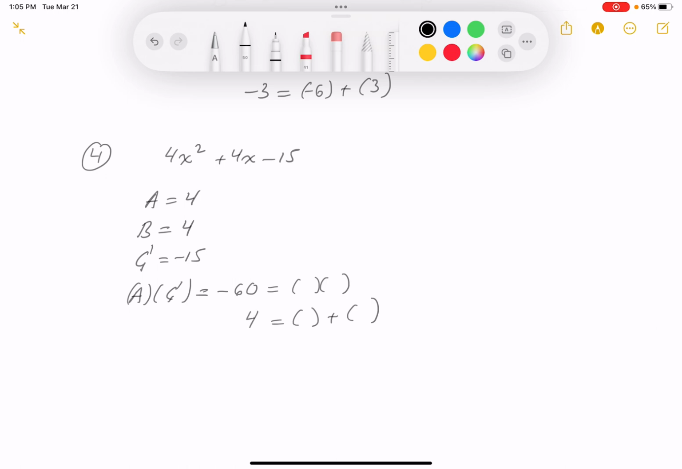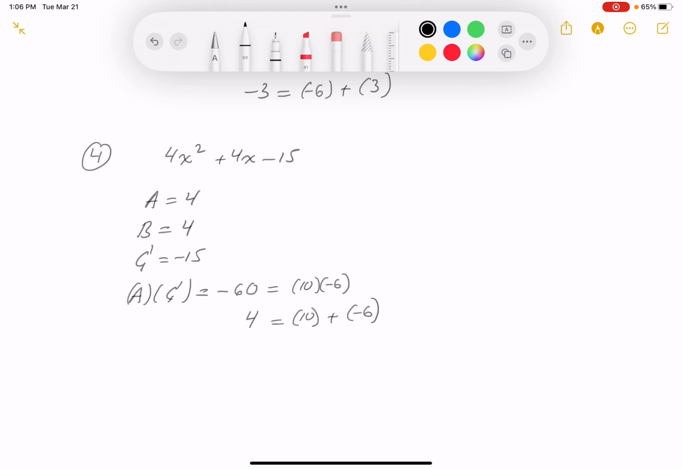All right? And something like that's really tough to think about, but not really. It looks like 10 and 6, because 10 and 6 differ by 4. So I'm going to say 10 and minus 6. Let me just review that with you. 10 times minus 6 is minus 60, and 10 plus minus 6 is certainly 4.